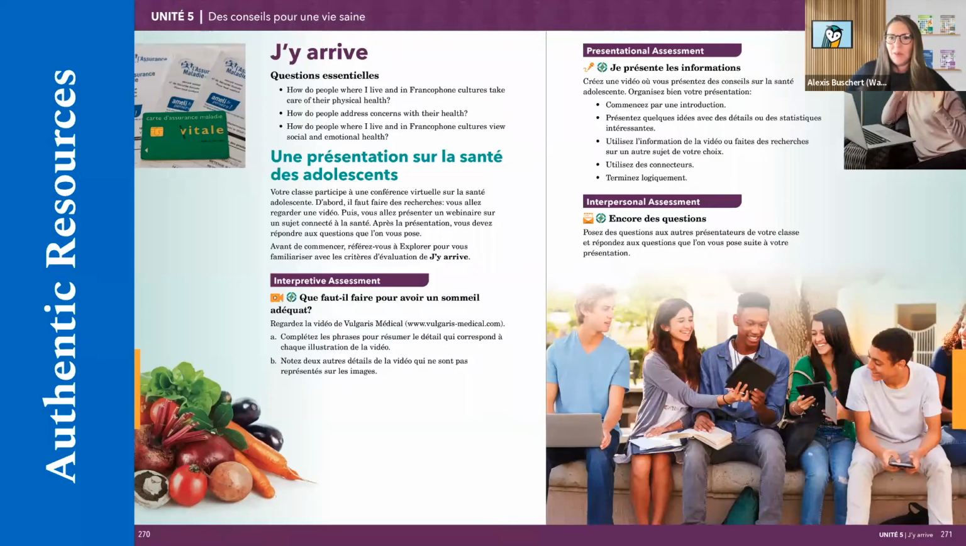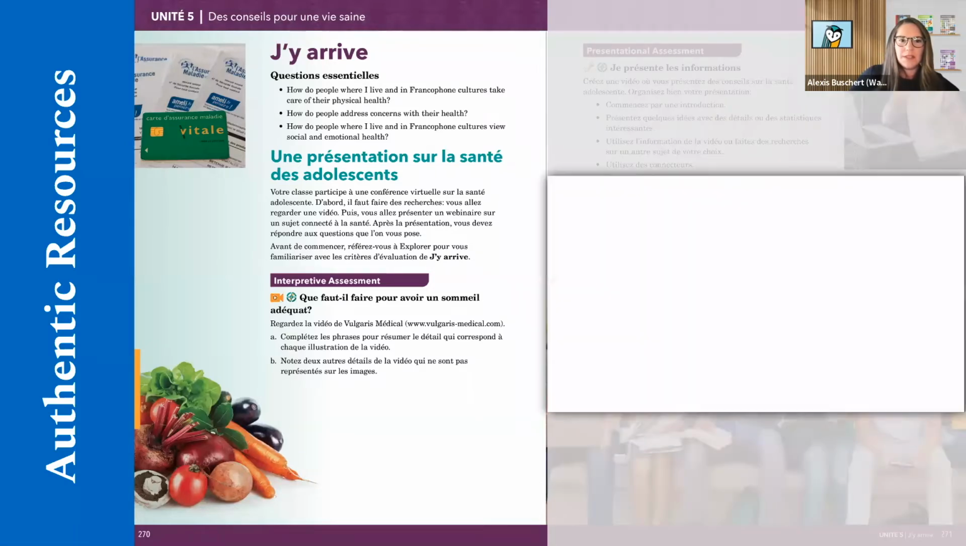Like in this example, we have an assessment for a French unit. And for the interpretive task, students are going to watch a video about the importance of sleep. And from there, students complete a presentational and interpersonal task based on the information that they see in the video. So I'm going to play a really quick clip of this video for this assessment.